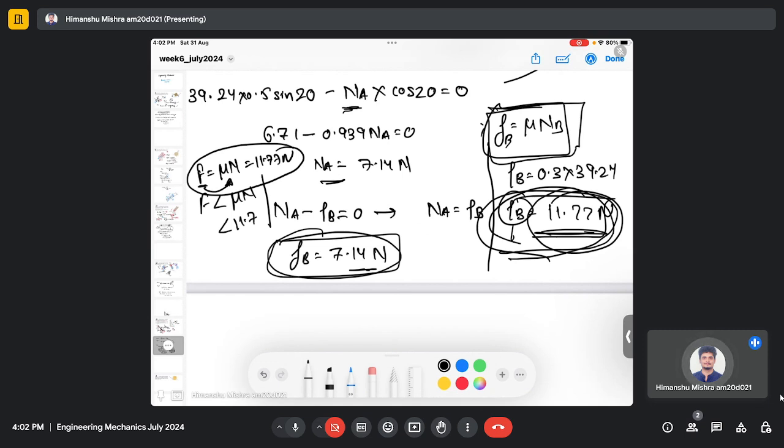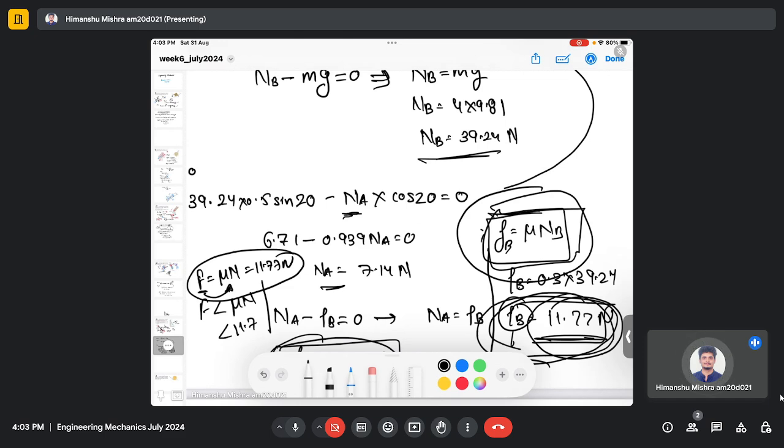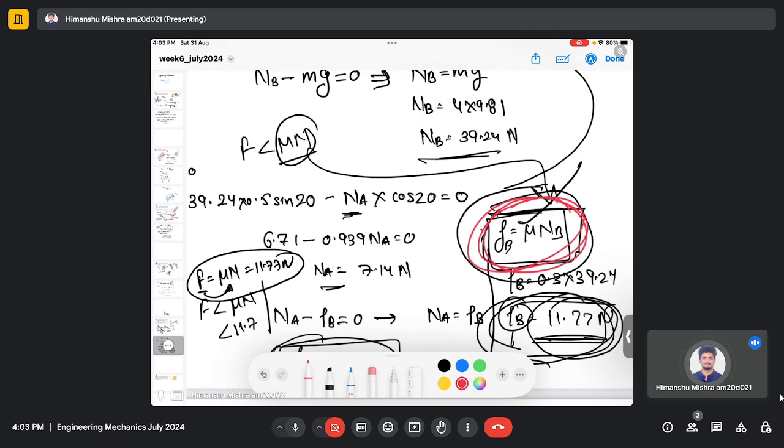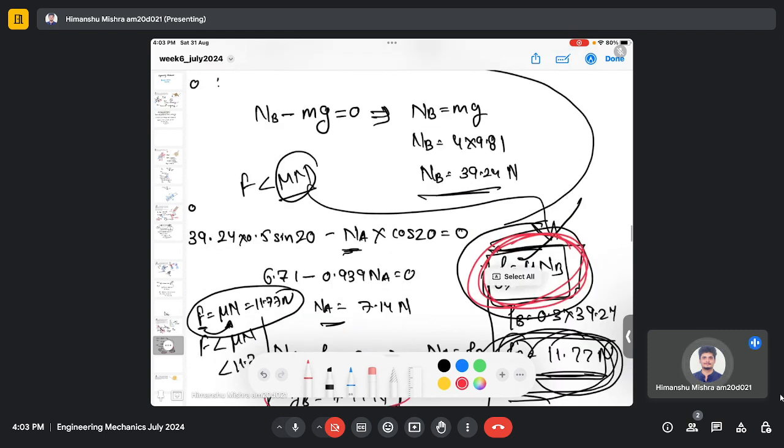So you have to compare the force. You have to actually judge whether the body is moving or not, whether the impending motion starts or not, based on this value. When you compare the external force with the friction force, you actually consider the friction force based on this value. Since this value is greater than the friction force which we obtained from the equilibrium equation, we will say that this is the maximum friction force which is acting, which is 11.7 Newton.